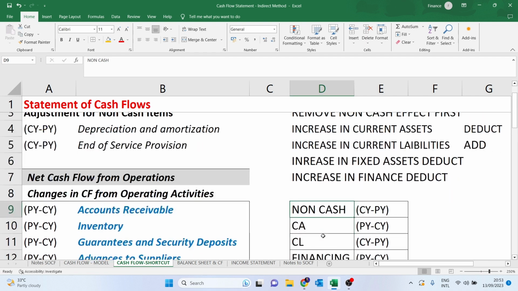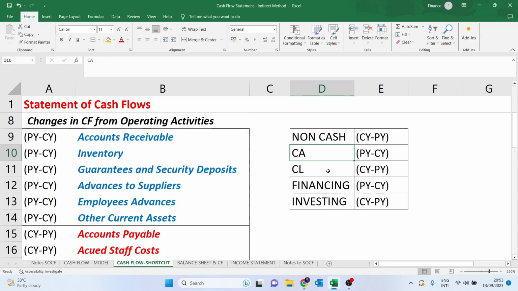Okay, now here I have prepared this shortcut because this will help us. There are a lot of additions, deductions, plus, minus. So to avoid that, you just remember this: any non-cash item, like depreciation, end of service provision, you just do this one. Deduct the current year value with the previous year.